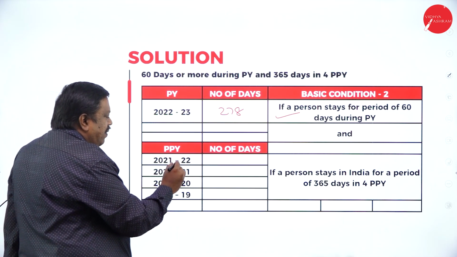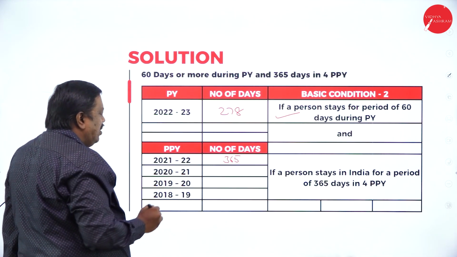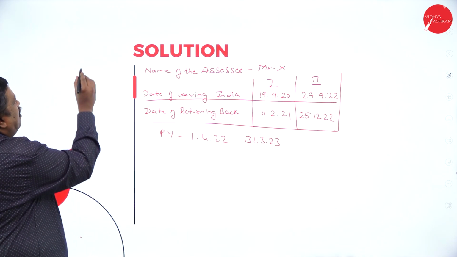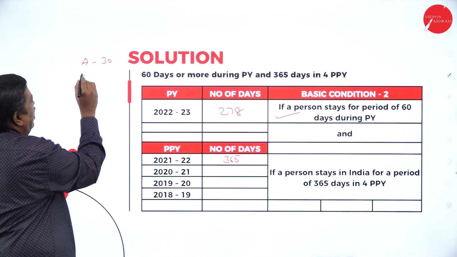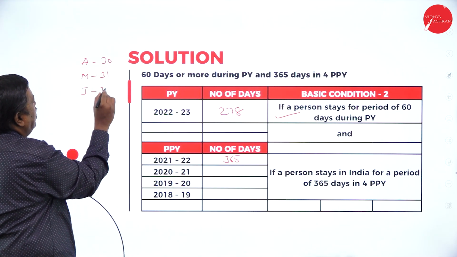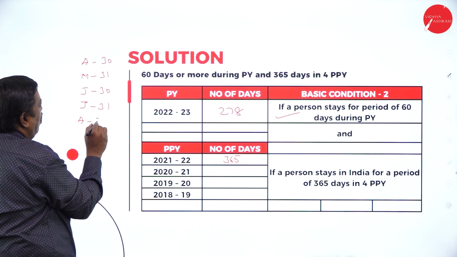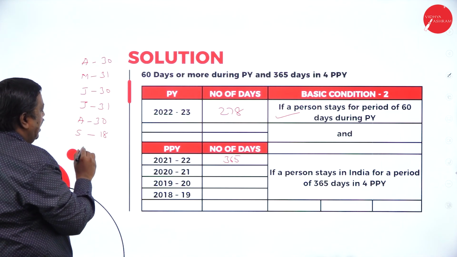During 2021-22, I was in India. During 2020-21, I was not in India from September. April, May, June, July, August, I was in India. September, 18 days, I was in India.